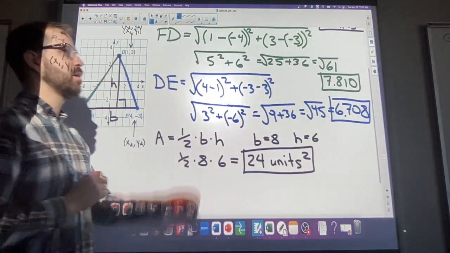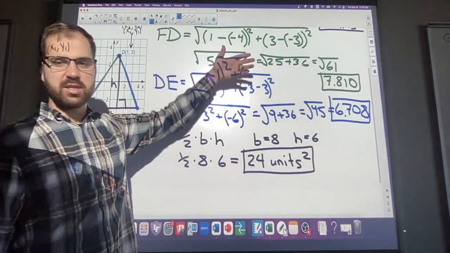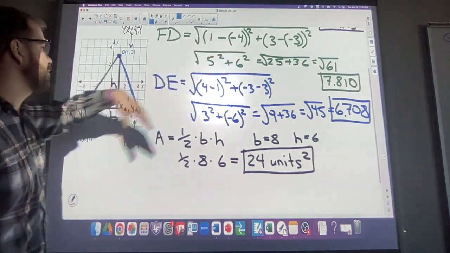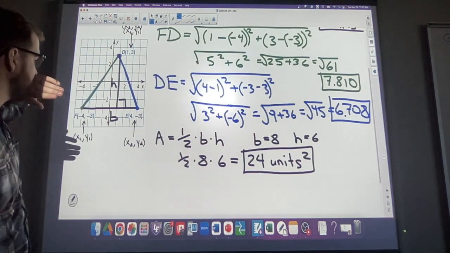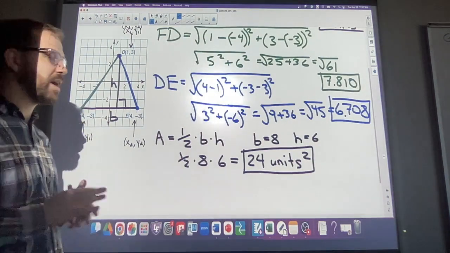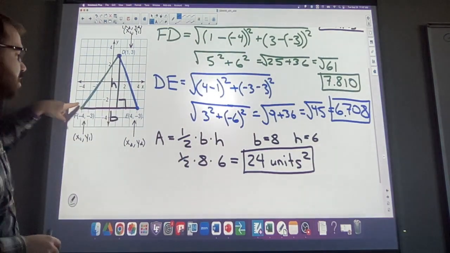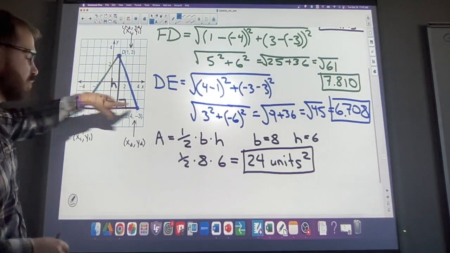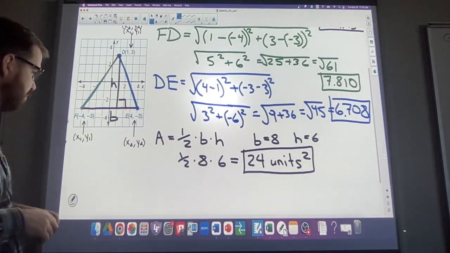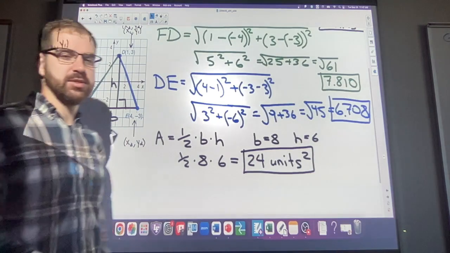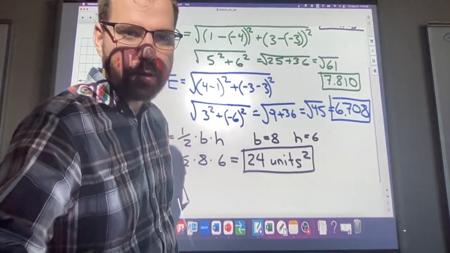Okay, so perimeter is a little bit more work because you have to use the distance formula. And for area, typically it's a lot quicker because you're just looking at lines that go along the grid, so you can just count them. Okay? All right, so let's look at one more example.